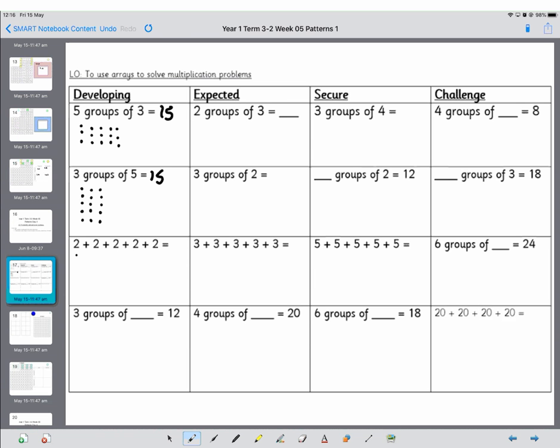1, 2, 3, 4, 5, 6, 7, 8, 9, 10, 11, 12, 13, 14, 15. Two plus two plus two plus two plus two. Sorry, too many plus twos. So, 2, 4, 6, 8, 10. Now that might be something we use later.